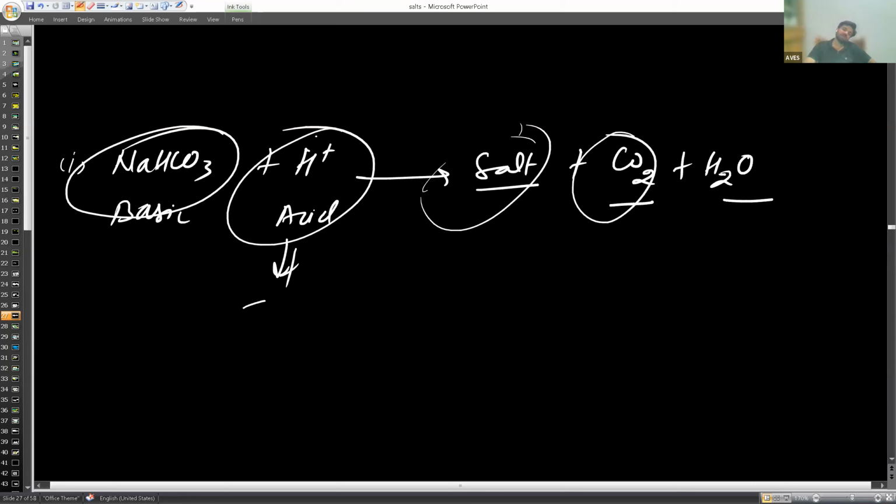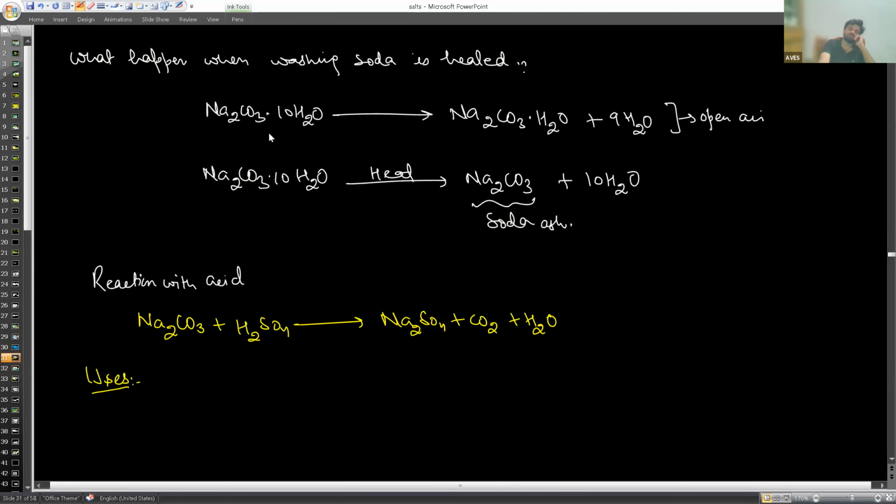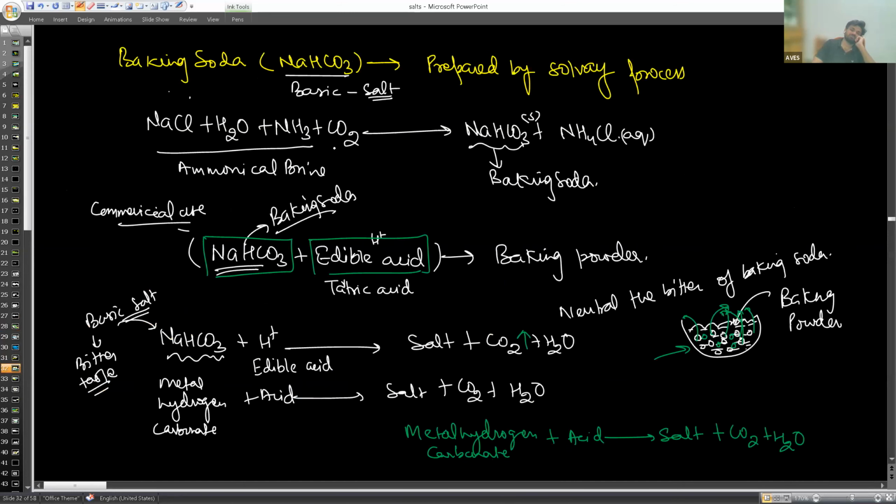And another role of this tartaric acid? Sir, to make it alkaline. Yeah, the first role is that it neutralizes the bitter taste of the baking soda. The second role of this tartaric acid is that it helps in the production of carbon dioxide, which helps in making the bread spongy or fluffy. Okay, Galvin, you understood? Yes. Okay, note down this one. Note from here. Baking soda.